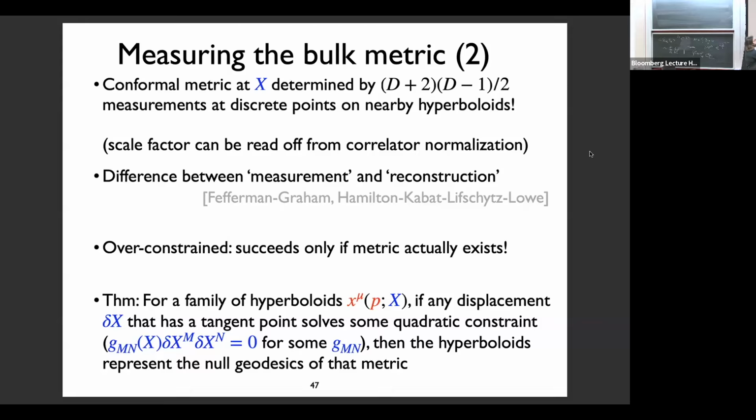So this is what you don't have in reconstruction frameworks, which are based on integrating equations of motion. You get an answer, but you have no way of knowing whether that's the right answer in any sense. But here, you can try to reconstruct the metric in many different ways. And if they all agree, then you can declare a victory. If they don't, then maybe there's no bulk metric in the state you're looking at.